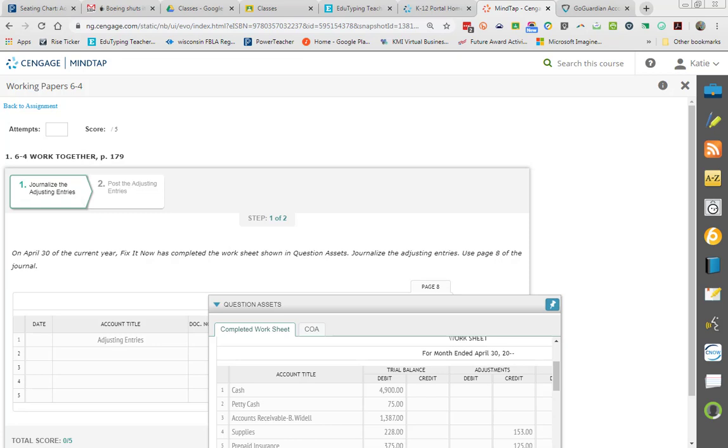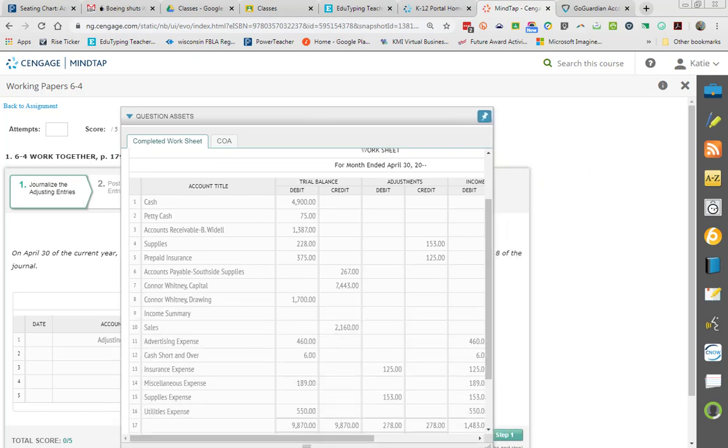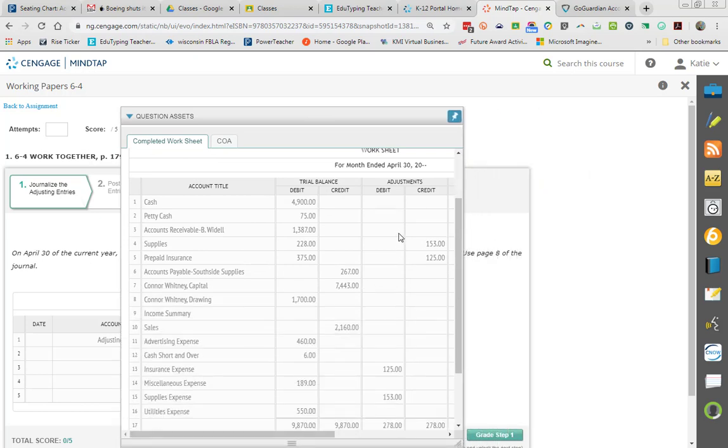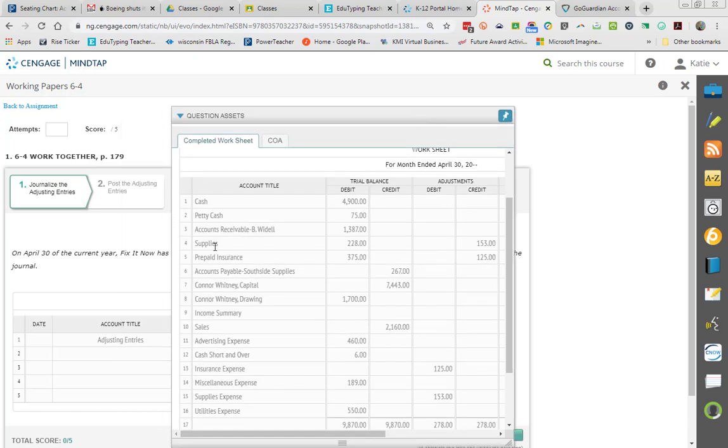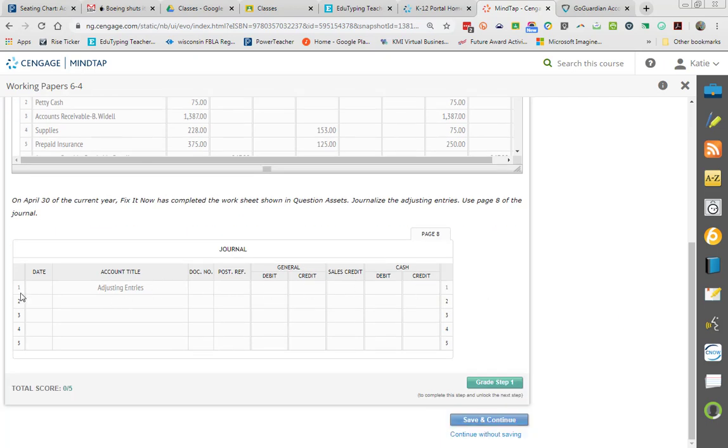So what I need to do is look on my worksheet at my adjustment column. I was just trying to get everything to show on here, and I was having a hard time. Truly, the only thing that I need to see is my trial balance and my adjustment column. So I'm going to do my first adjustment, which is going to be supplies. I'm going to take a look here on line 1.